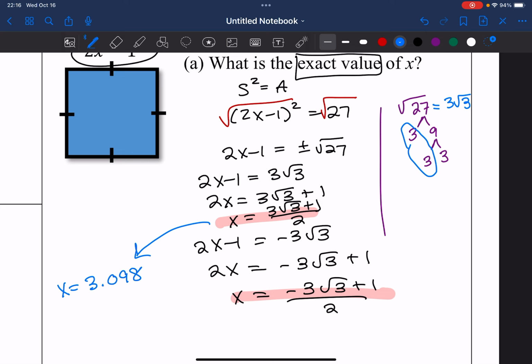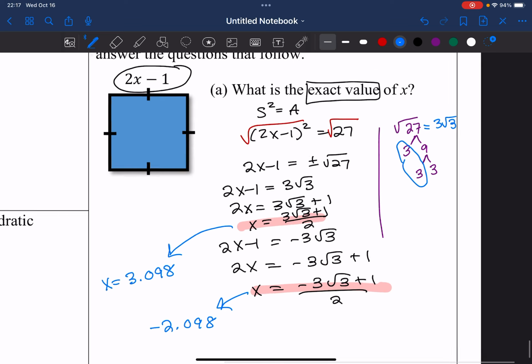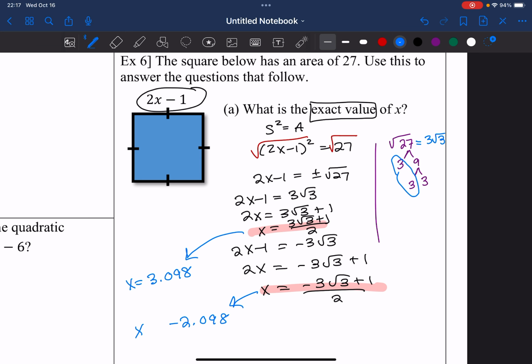So this first value here, I get x is equal to 3.098. And then the other one, so I have negative 3 square roots of 3, so 3 square roots times negative 3, plus 1 divided by 2, and this gives me negative 2.098. Okay, so based off of these two values of x, we can only choose one to find the exact value of x.